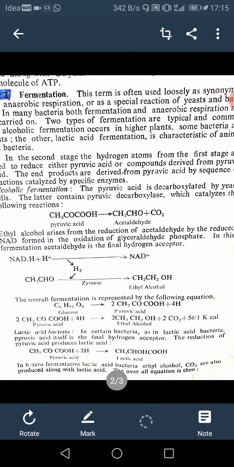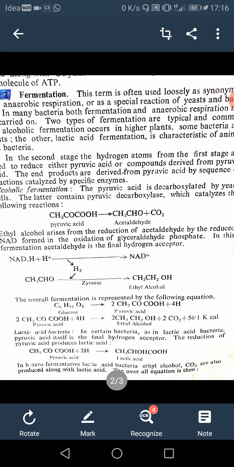In fact, there is very little difference between the fermentative process and the glycolytic process, most of the intermediate reactions being found in both. Two types of fermentation are very typical and common. One, alcoholic fermentation, occurs in higher plants, some bacteria and yeasts. The second, lactic acid fermentation, is characteristic of animals and bacteria.